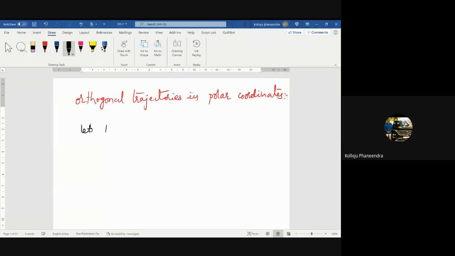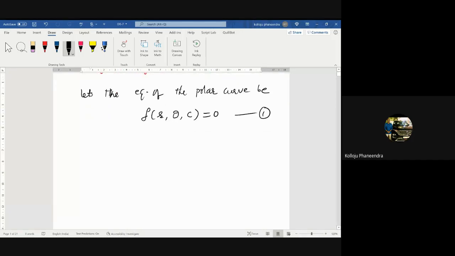Let the equation of the polar curve be f of r, theta, c. Polar coordinates are r comma theta, and there is one arbitrary constant, that is c. Take this as equation 1. This is step 1.